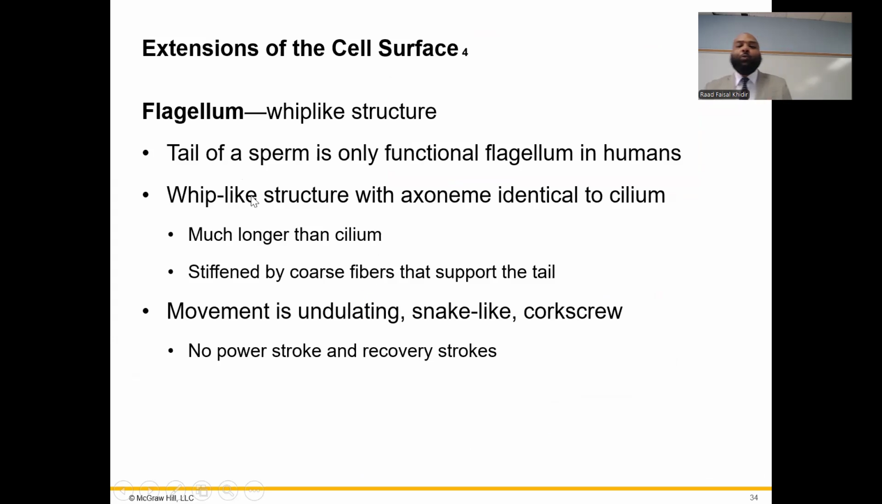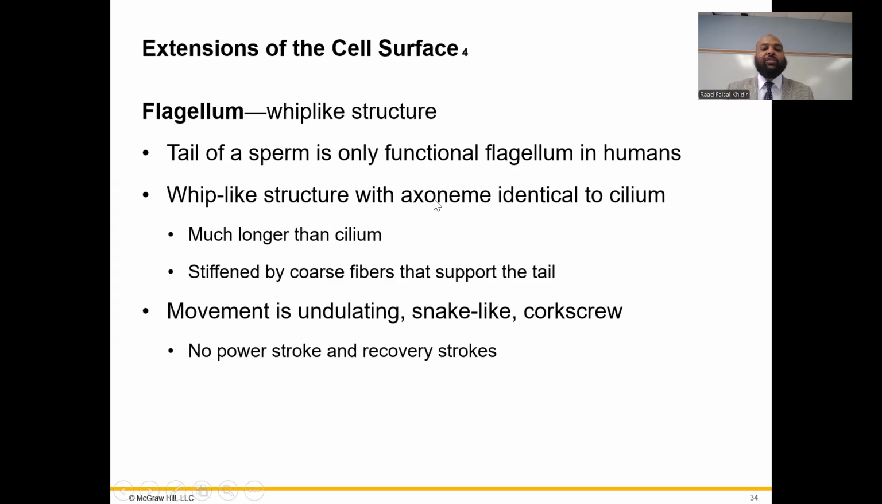So flagella are whip-like structures. That makes sense. We see a lot of them in sperm, because the sperm uses whip-like movement in order to propel itself and move. The tail of a sperm is the only functional flagellum in humans. So humans do not otherwise have flagella. It's only the males that have it to propel movement.